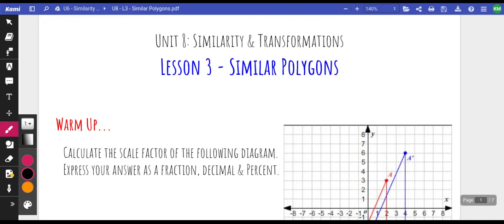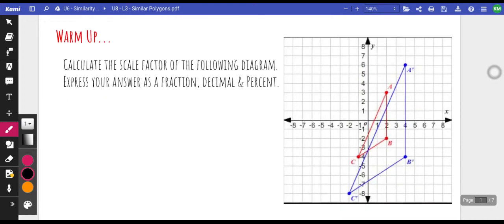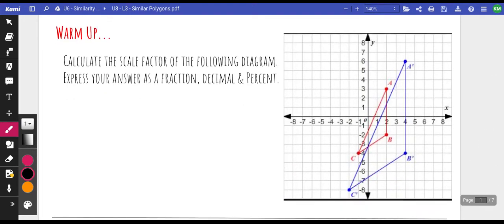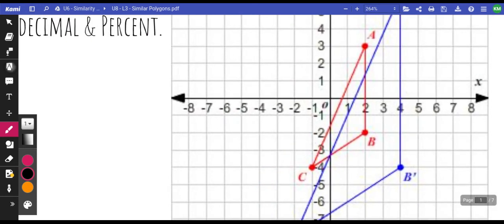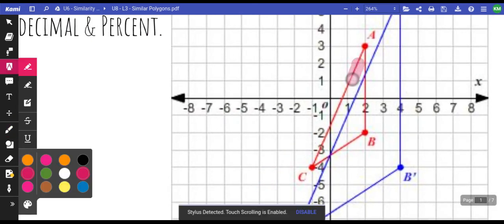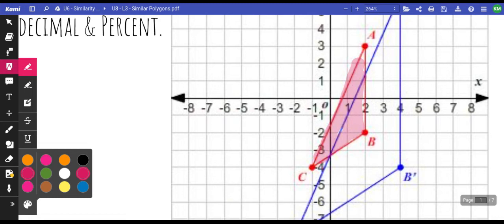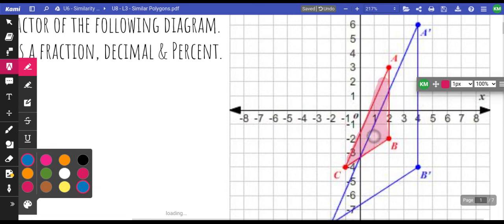All right, we just locked it into our brain, but here is a question that would make a great test question. Calculate the scale factor of the following diagram. Express your answer as a fraction, decimal, and percent. Now, I know we haven't done a ton on the Cartesian plane this year, but because this red one does not have the little prime symbols, this is your original. The blue one, you're going to notice, has these little tick marks next to the letters. On mine, that is your new one.